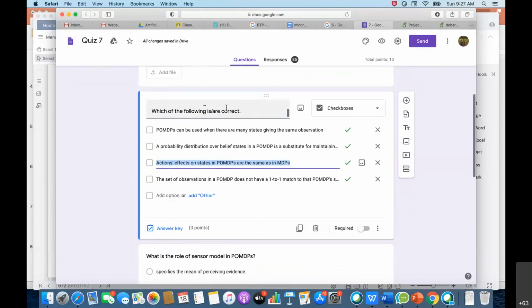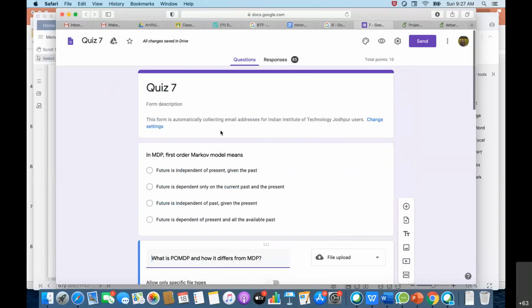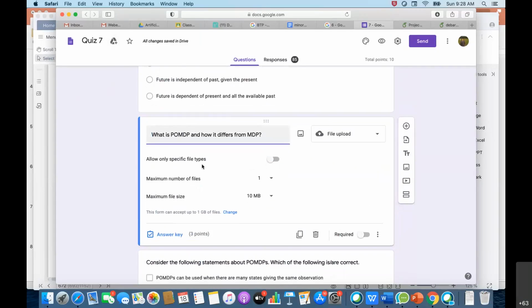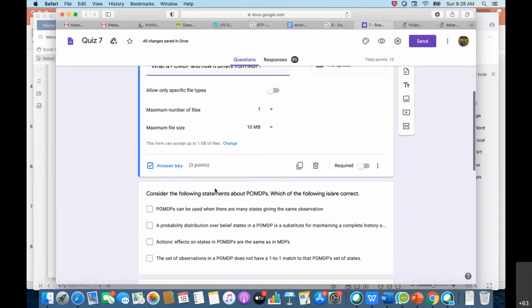Which of the following are correct? Actually, all of the options are correct. Future is dependent on the current, past, and present. Future is dependent on the current, past. Yes, that is for a second order MDP. Okay, anyway, I shall modify it. Okay. So how does it differ?